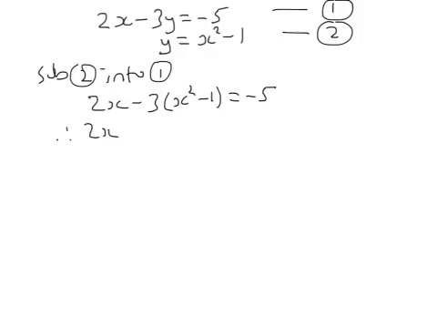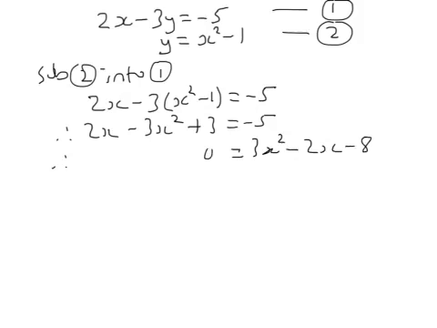So let's multiply out those brackets. Easy to think that's a minus, but it's not. Minus 3 times minus 1, that should be a plus. Let's get the x squareds, make them positive. Let's put that over there, so that's 3x squared there. It's going to be minus 2x, minus 5 minus 3 is minus 8, so that's 0.